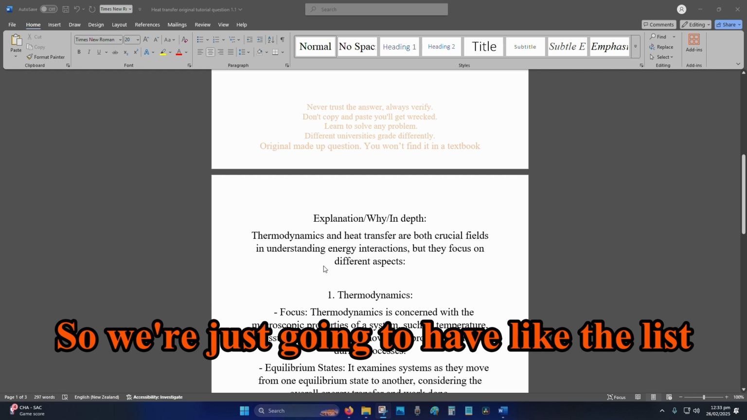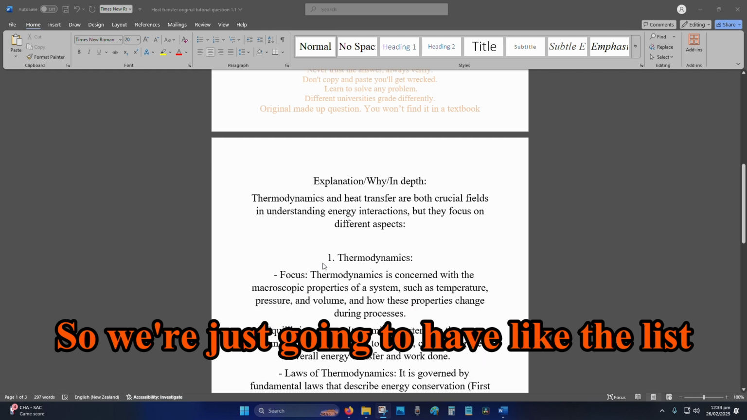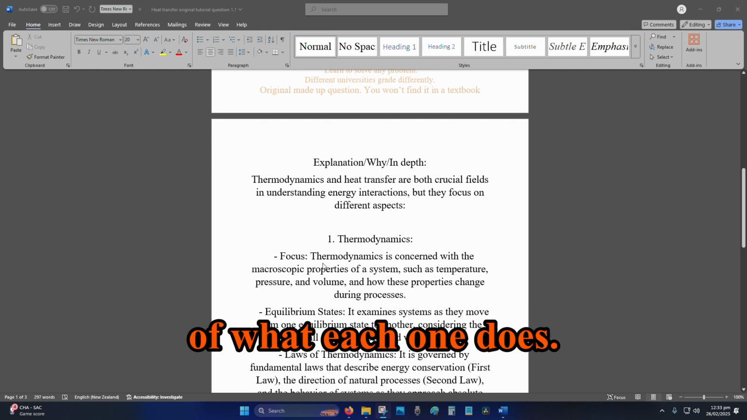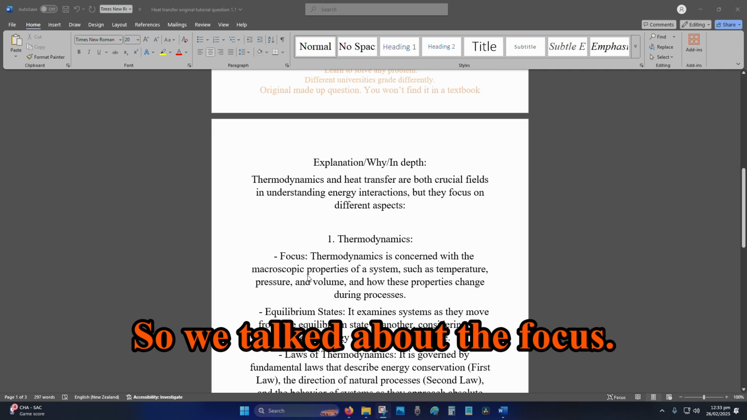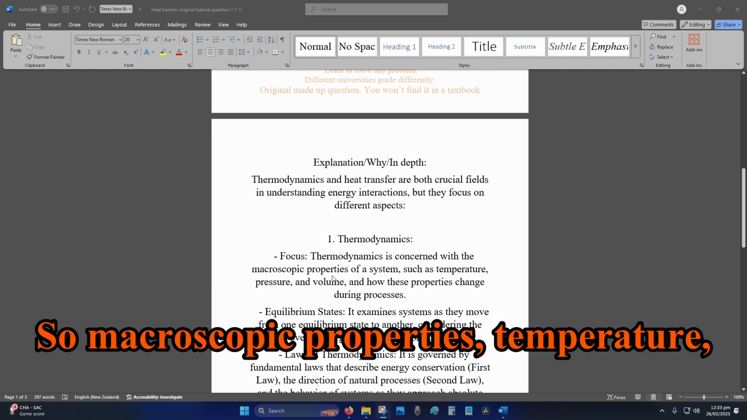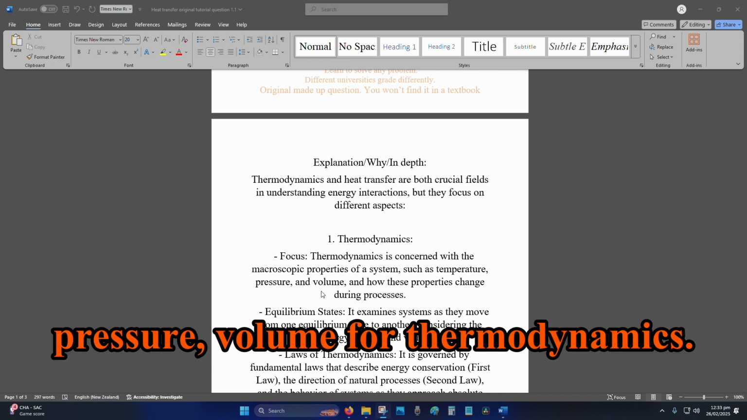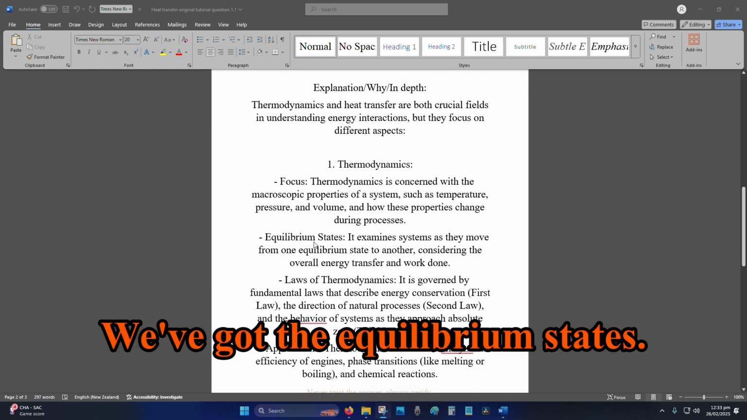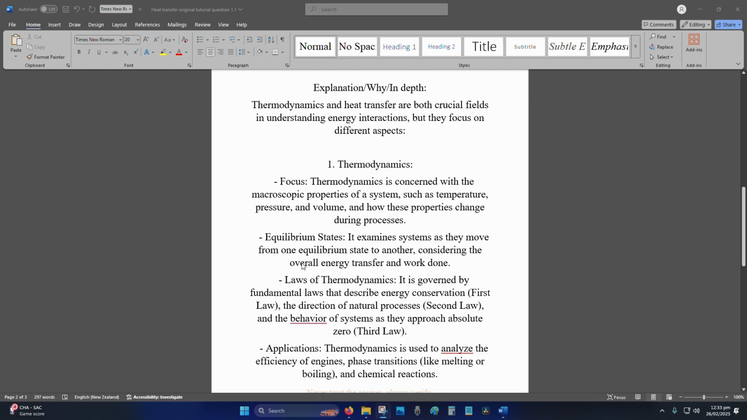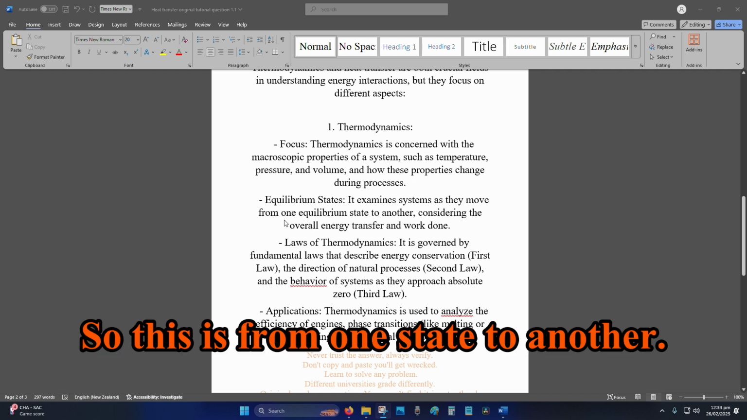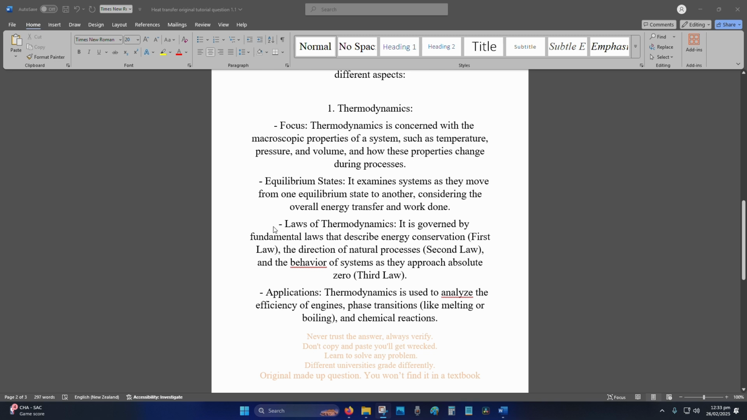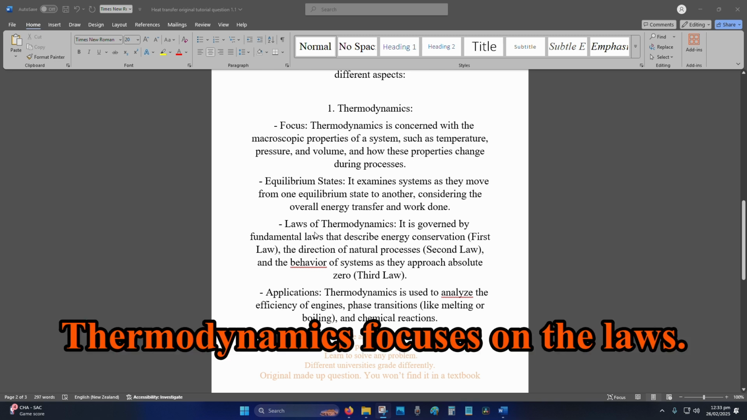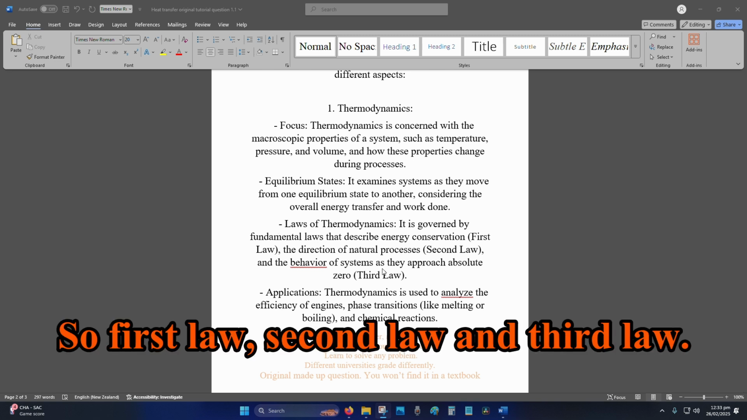So we're just going to have the list of what each one does. We talked about the focus, so macroscopic properties: temperature, pressure, volume for thermodynamics. We've got the equilibrium states, so this is from one state to another. We talked about that. Thermodynamics focuses on the laws, so first law, second law, and third law.